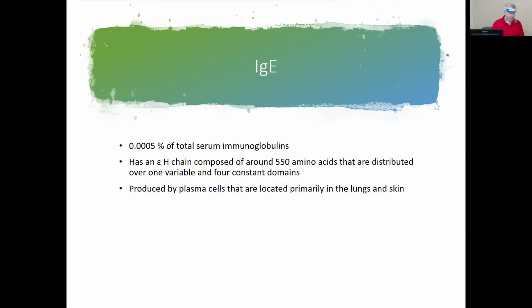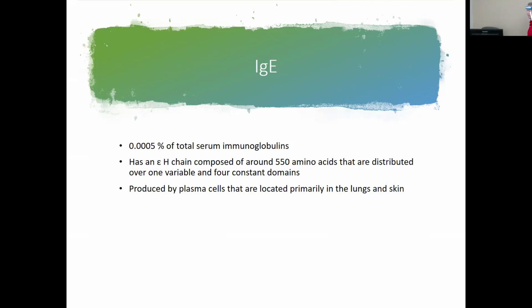And we have one more, E. It plays a little bigger role, though still not a whole lot in the serum. It has an epsilon H chain, where it gets its name, composed of around 550 amino acids again, and is distributed over one variable and 4 constant domains. This IgE is produced by plasma cells that are located primarily in the lungs and skin. So you're getting a hint of what this one does.